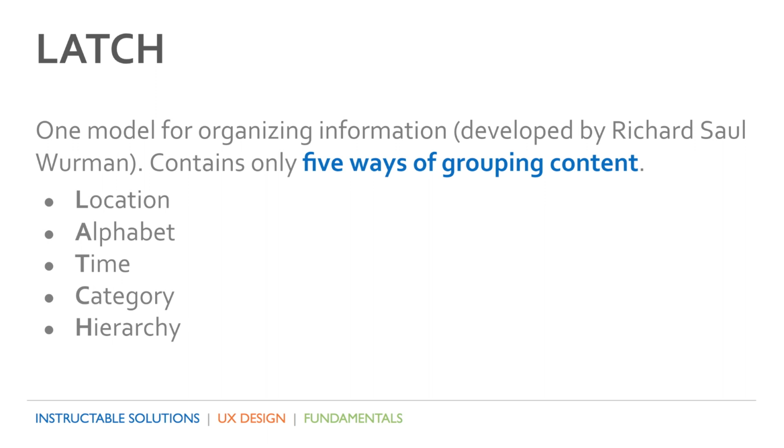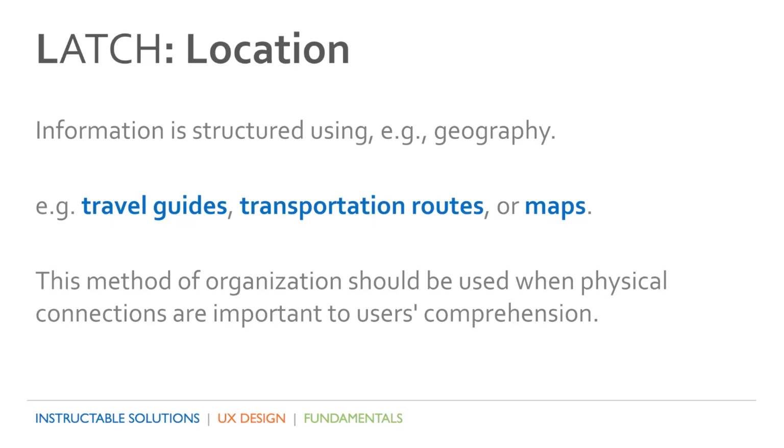The 5 ways in which Richard Saul Wurman discusses content are grouping them by location, alphabet, time, category, and hierarchy, which leads us to the acronym of LATCH. L represents location. Information is structured using something like geography. Location becomes important in travel guides, transportation routes, or maps. And this method of organization should be used when physical connections are important to users' comprehension.